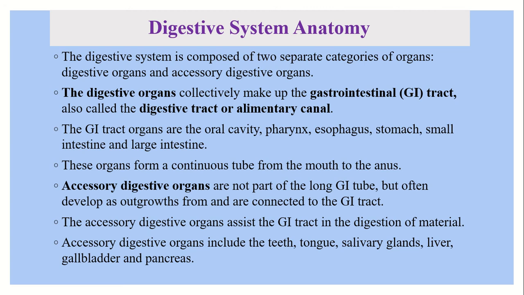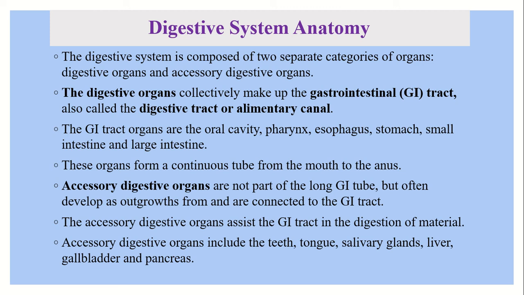I hope you remember from the anatomy course the structure or morphology of the digestive system, that is composed of two separate categories of organs, first the digestive organs and the accessory digestive organs. The digestive organs collectively make up the gastrointestinal tract, shortly we call it the GI tract. It is also called the digestive tract or the alimentary canal. The GI tract organs are the oral cavity, pharynx, esophagus, stomach, small and large intestines. These organs form a continuous tube from the mouth to the anus.